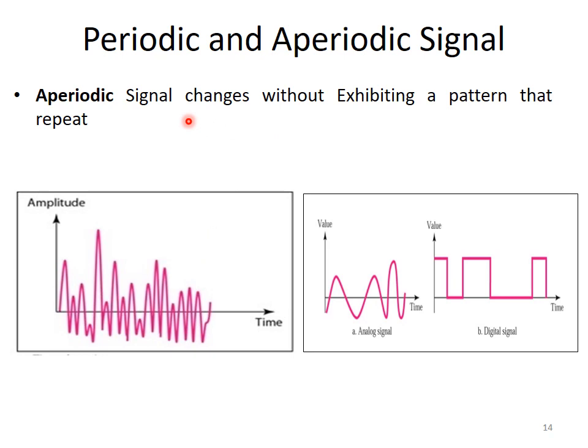A signal that doesn't repeat itself after a fixed period of time is called an aperiodic signal, which is not periodic. Any random signal, for example this one, has no fixed pattern; it is randomly changing with respect to time. So these are examples of aperiodic signals, this one as well and this one as well. These are called aperiodic signals.